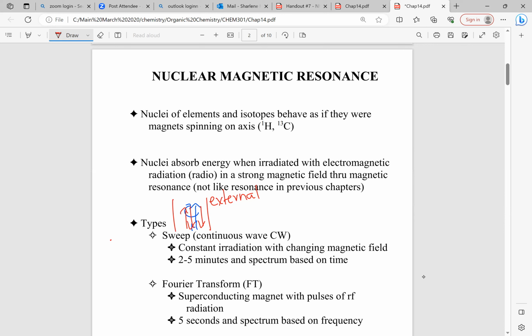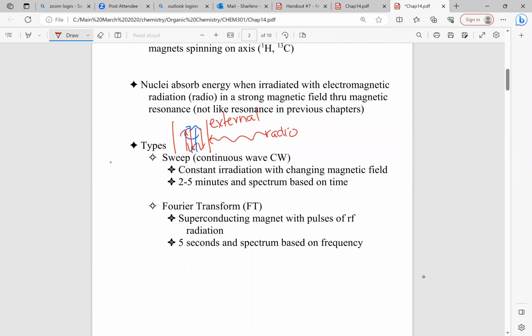And then we shoot radio waves at it. I know this sounds like, ooh, that's not going to tell me anything, but having the external and internal magnetic fields and then the radio waves makes something called NMR. And if you've been walking by the hospital, it's very similar. There's that whole area with a giant magnet. Same thing in essence.